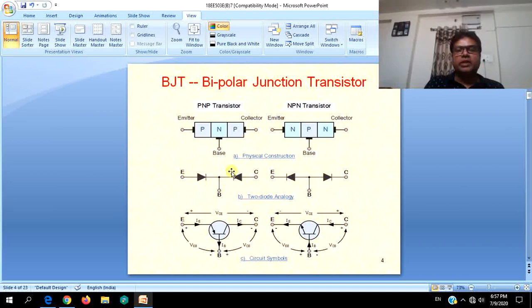Actual current flows from emitter to collector only, for which the equivalent symbols are given, where in PNP the emitter has an arrow into it, and in NPN the emitter has an arrow out of it. The other required voltages and current flows are shown like this. These are the basics of the bipolar junction transistor. With this construction, power loss is less, but turn on and turn off times are very high.